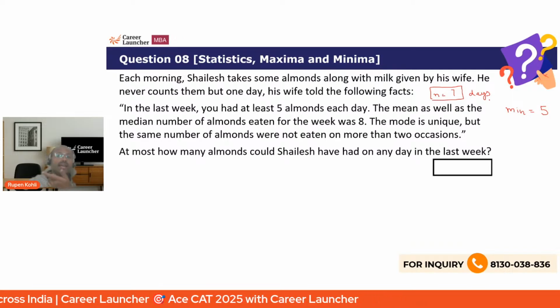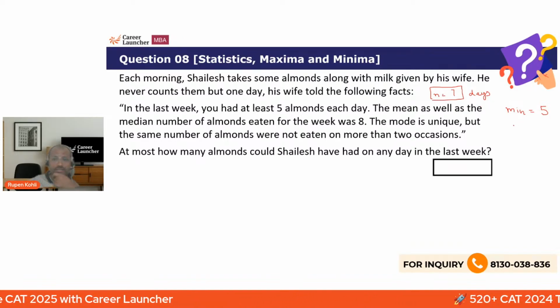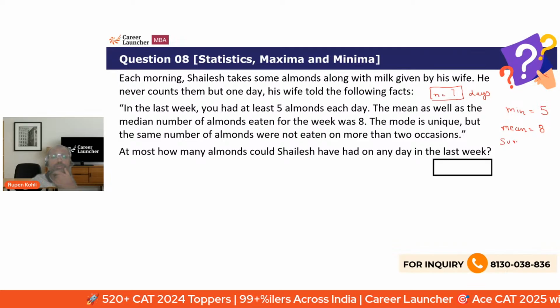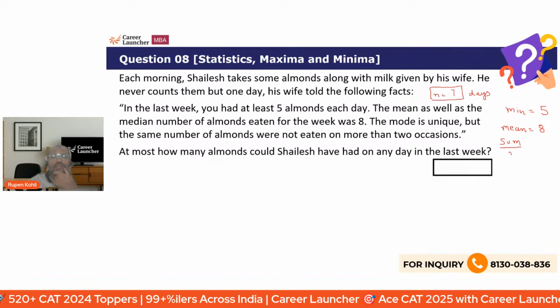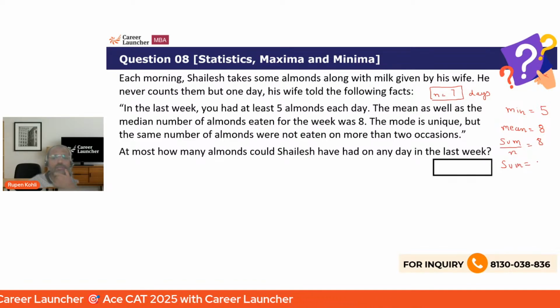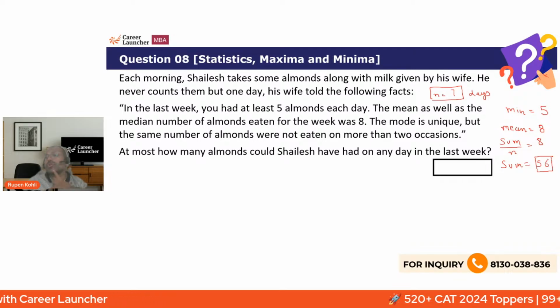The mean as well as the median number of almonds eaten for the week was 8. Mean is average, which is 8. Average is the sum of values upon the number of values. So the sum of values upon n is 8, and n is 7. So the sum of the number of almonds eaten by Shailesh is 8 into 7, 56. So Shailesh had a total of 56 almonds in the week.